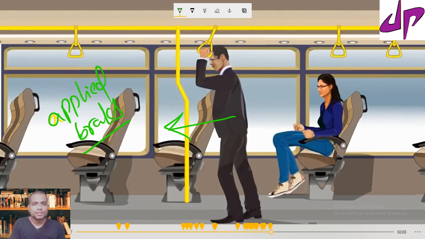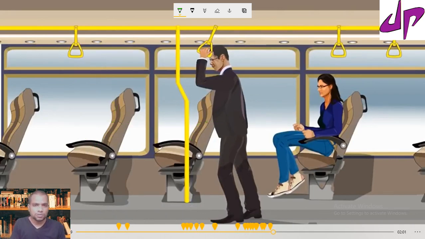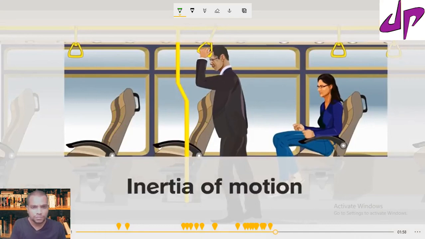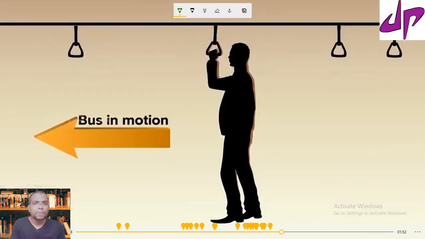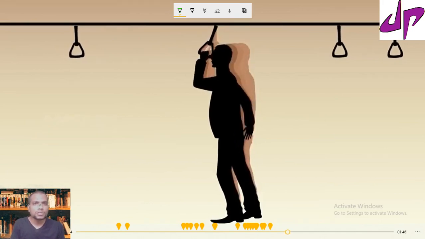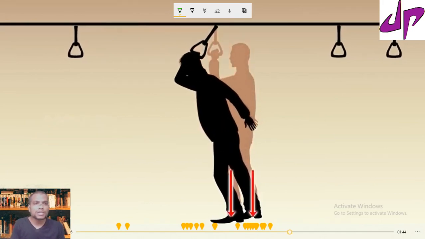So how is it? When the bus is moving, we are also in motion, and all of a sudden the bus comes to rest. So we will lean forward. That is because of inertia due to motion. The bus motion and our motion are both the same. The bus is moving in the same direction, so my motion is also in the same direction.